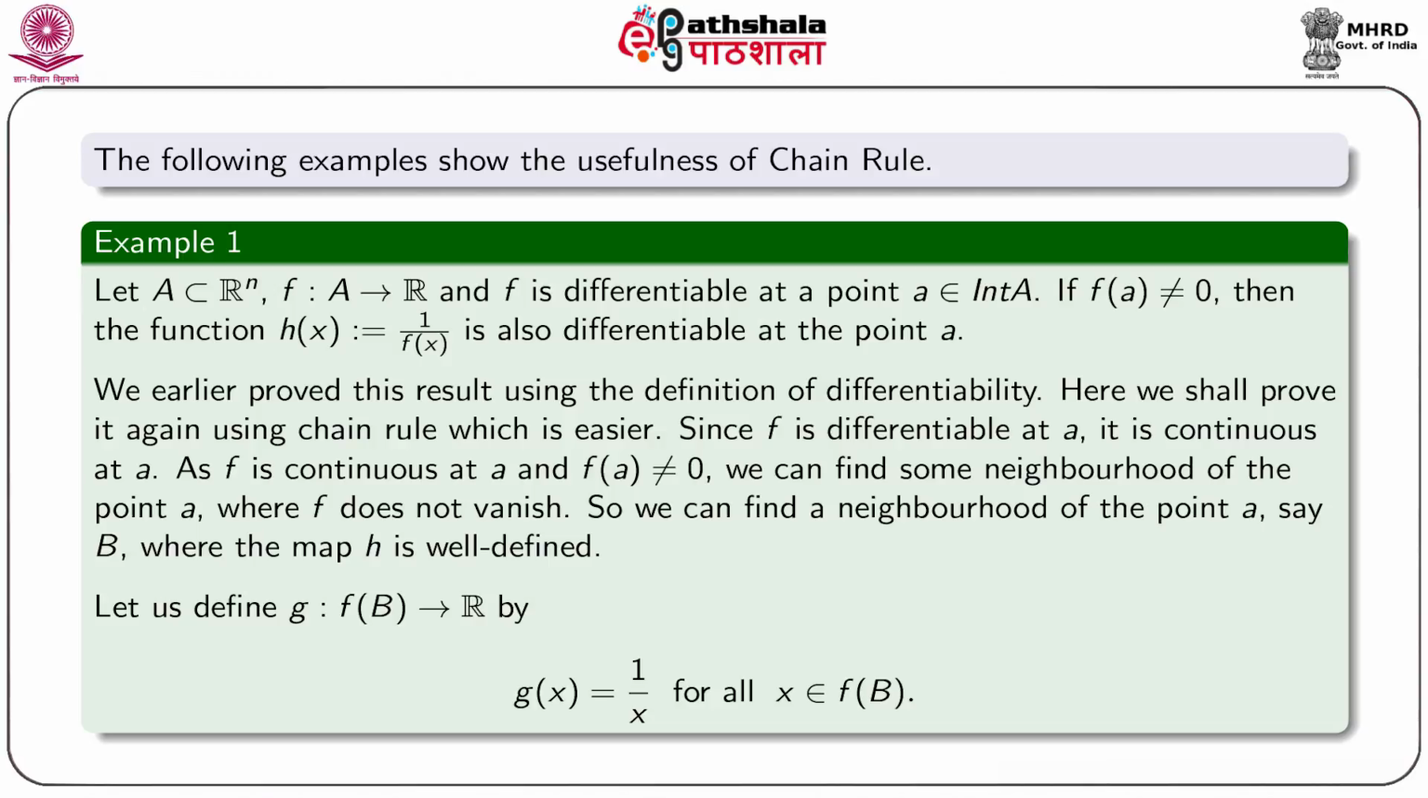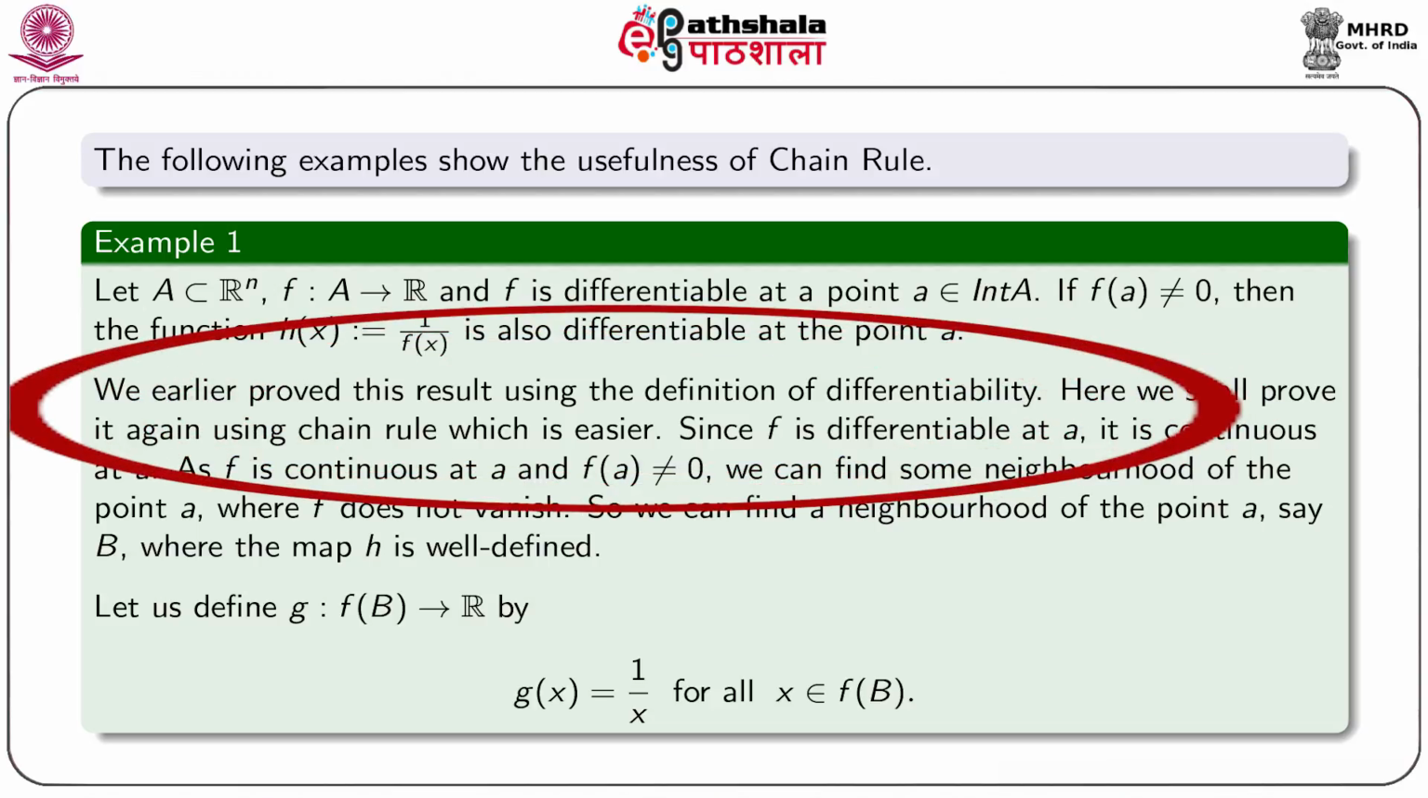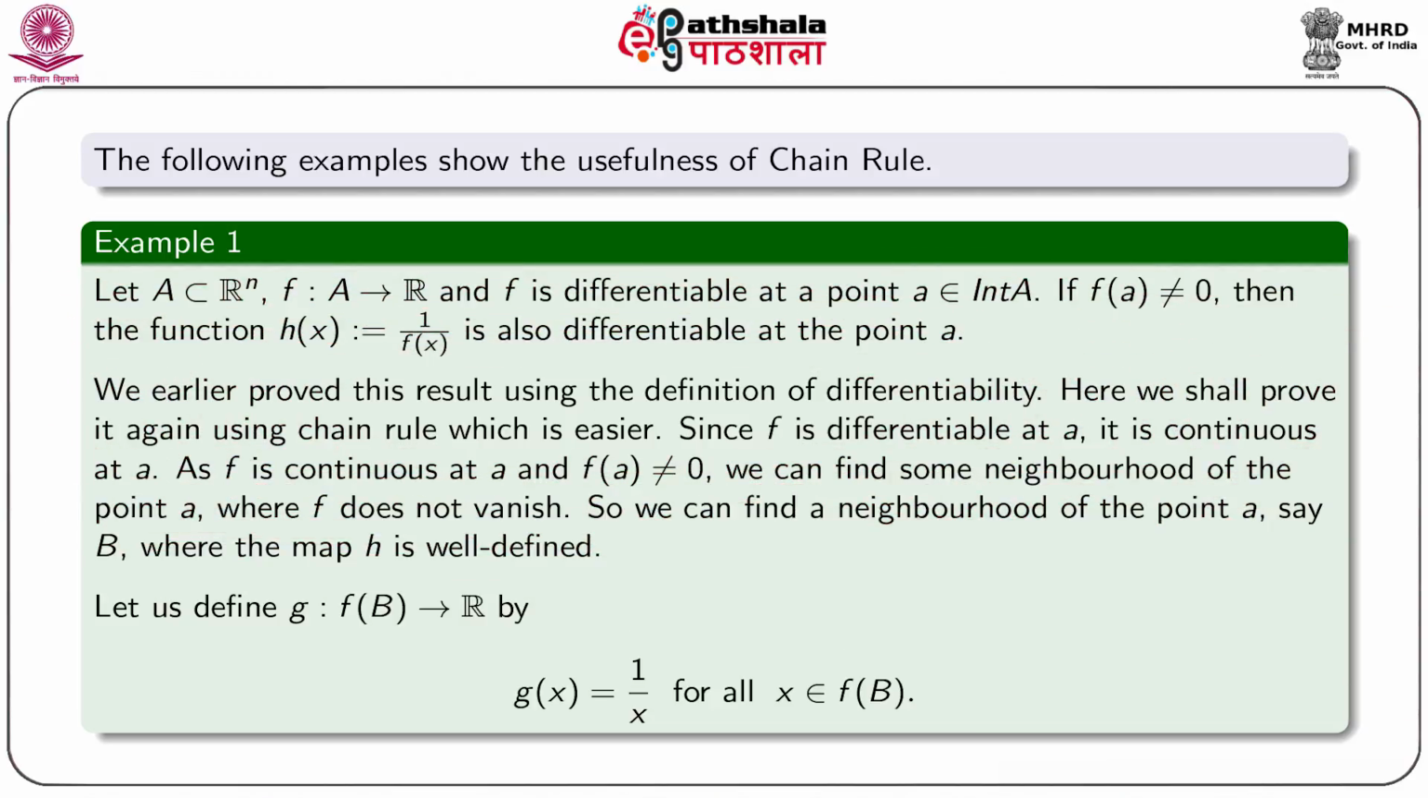We can easily recall that we earlier proved this result, but from the definition. Here we shall prove it again using chain rule, and we can find this time will be easier. Since f is differentiable at a, it is continuous at a. As f is continuous at a and f a is not 0, we can find some neighborhood of the point a where f does not vanish. So, we can find a neighborhood of the point a, say set B, where the map h is well defined.